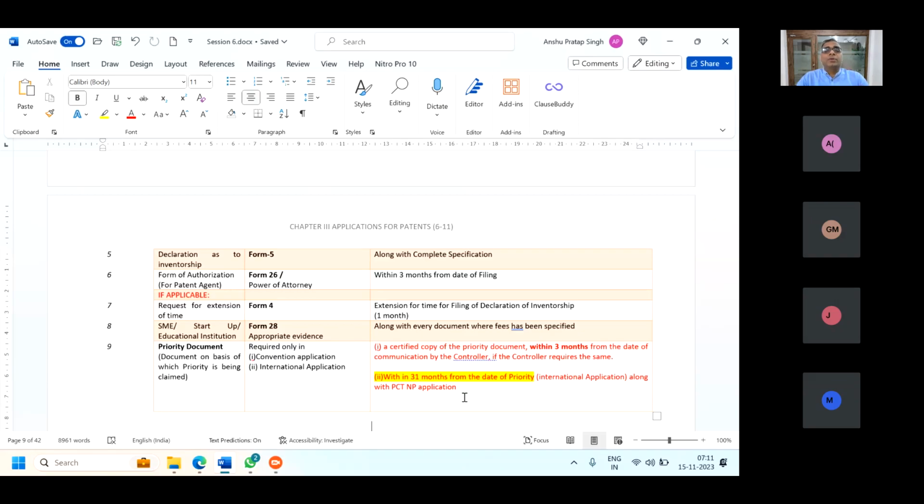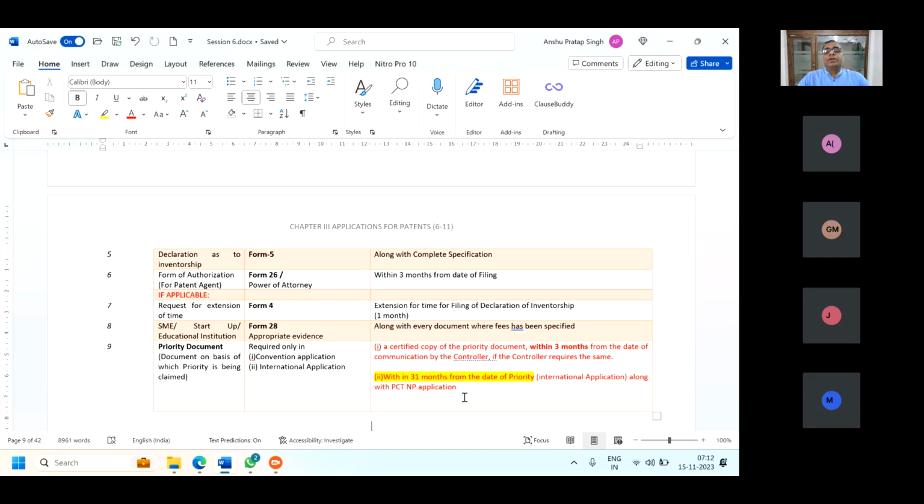It should be along with the complete specification. Suppose you could not file the complete specification, or you think that in 1 month you will not be able to file the declaration as to inventorship under Form 5, then you can request for extension of time under Form 4. Form 4 is for extension of time. In any matter, generally Form 4 is used for extension of time.